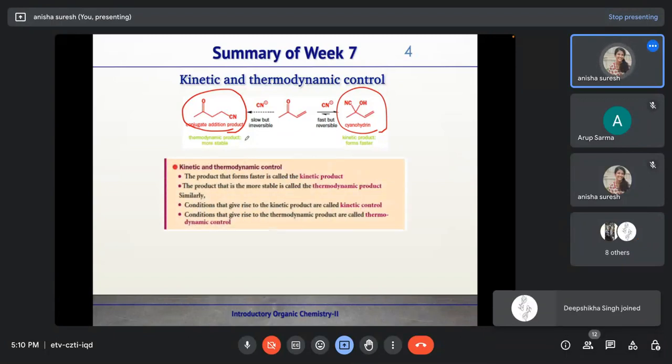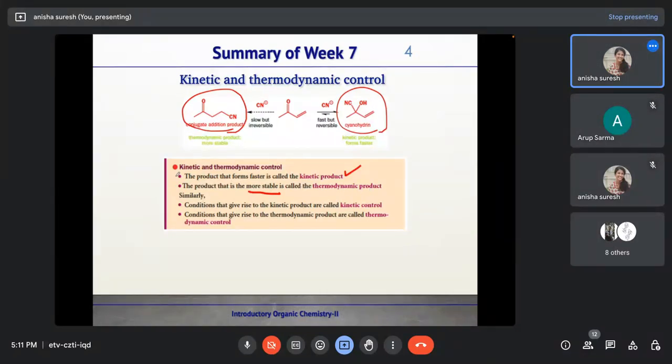Now coming to the important points regarding the kinetic and thermodynamic control. The product which will be forming faster is known as the kinetic product, and the product that will be more stable is known as the thermodynamic product. We will be calling the conditions that give rise to the kinetic product as kinetic control, and the conditions that give rise to the thermodynamic product as the thermodynamic control. So is it clear what kinetic and thermodynamic control is?